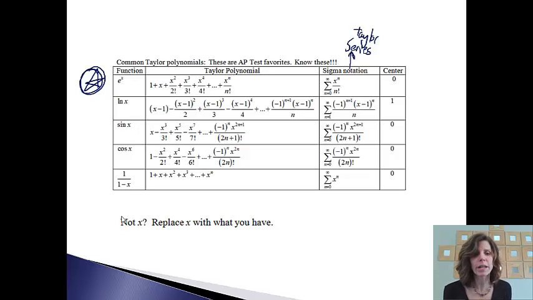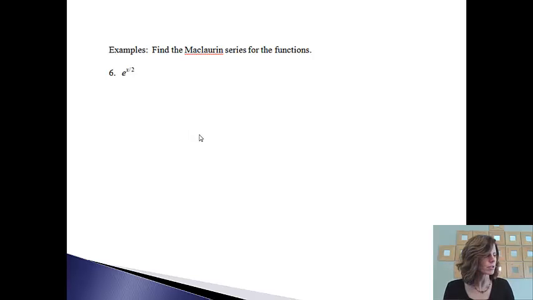Notice this says e to the x. If it's not just x, what we can do is replace x with what we do have. So if this says e to the 2x, we can use this same formula and put 2x instead everywhere we see the x. We can cheat a little bit, even though you can do the problem the long way. If you don't remember the formula, it will just make your life a lot easier if you have the formula memorized. All right, let's just do a couple examples.